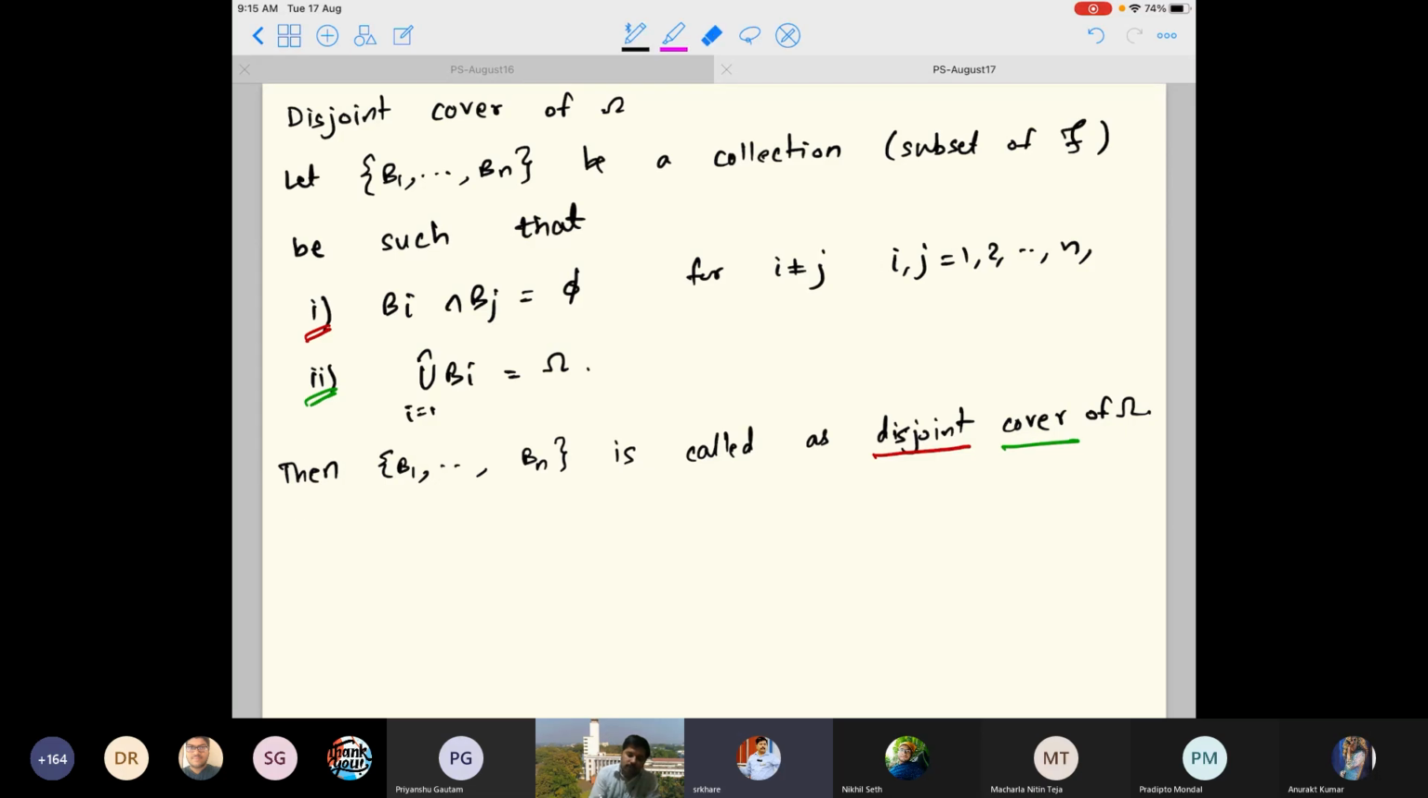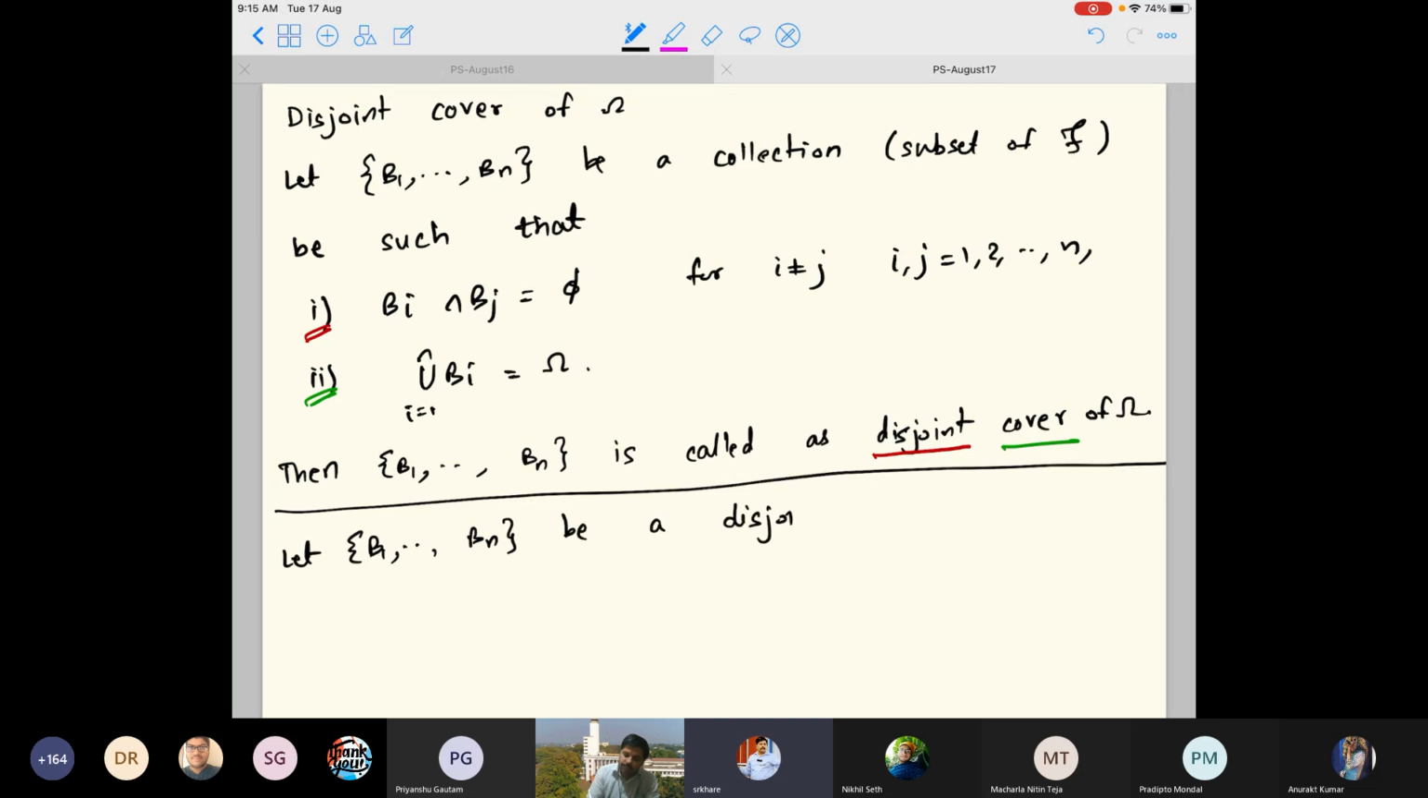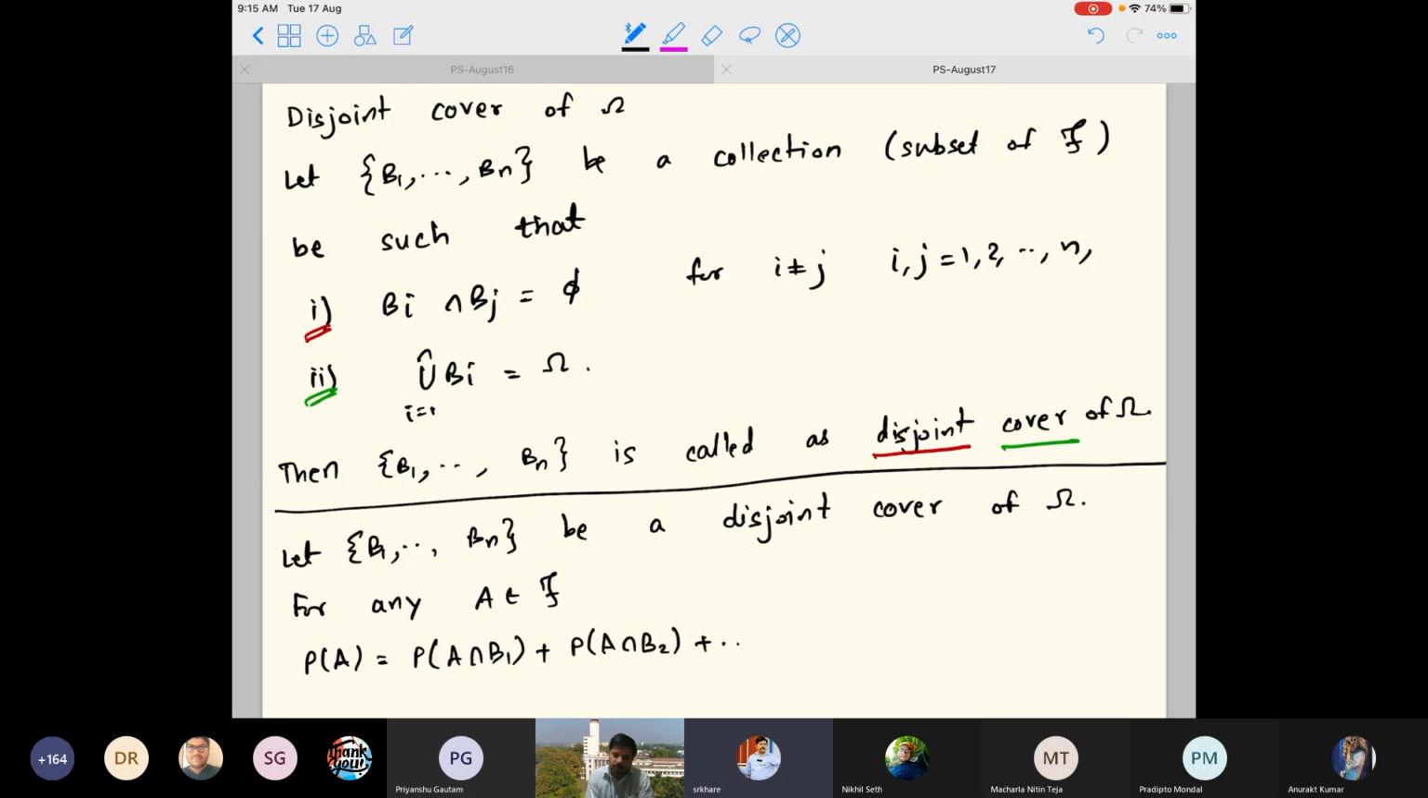So consider this disjoint cover. This is the definition. So we'll start with a disjoint cover. Let B1 up to Bn be a disjoint cover of omega. Then for any A belonging to this event set, I can write down P(A) is equal to P(A intersection B1) plus P(A intersection B2), and so on and so forth, plus P(A intersection Bn). Can you see why this will be true?